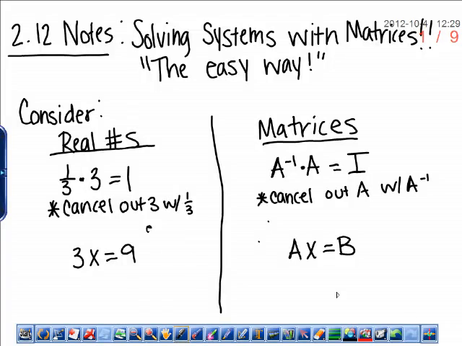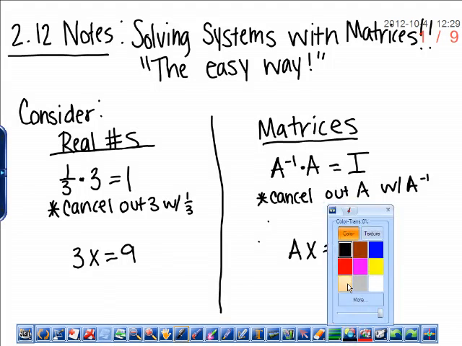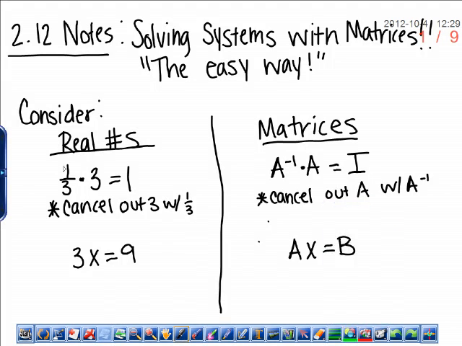If I wanted to cancel out 3, would you agree that one way I could do that would be to multiply 3 by 1/3? Okay, and if I do that, I get 1. 1/3 is what we call the multiplicative inverse of 3, because when I multiply that by 3, it cancels it out. It gives us 1. Okay? And 1 is our identity in real numbers.